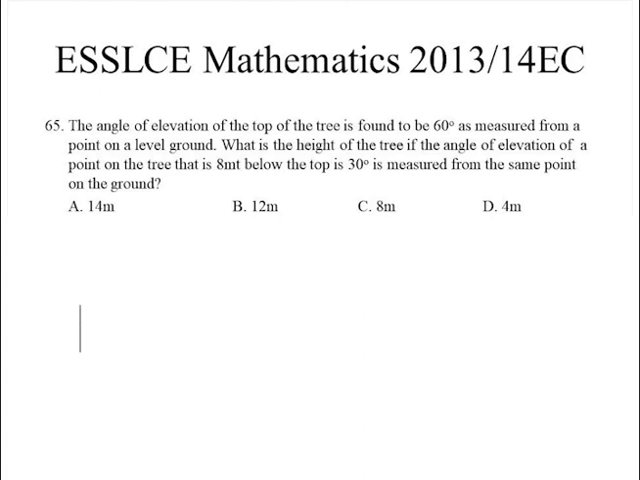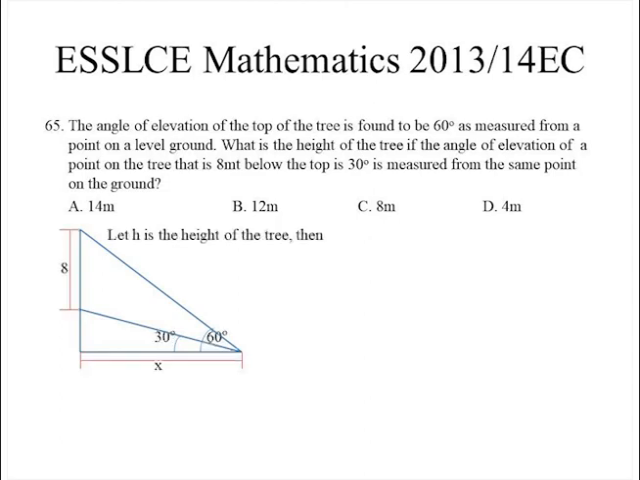Let this vertical line represent the height of the tree, and this horizontal line represents the distance from the tree to the point where the angle of elevation is measured. This 60 degrees is the angle of elevation of the top of the tree. This 30 degrees is the angle of elevation of a point on the tree that is 8 meters below the top. Let h be the height of the tree and x be the distance from the tree to the point where the angle of elevation is measured.